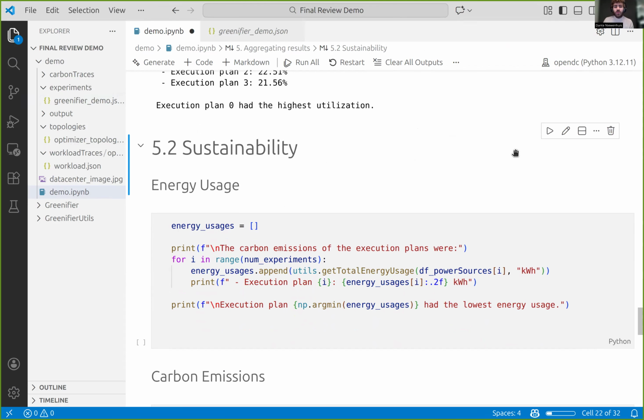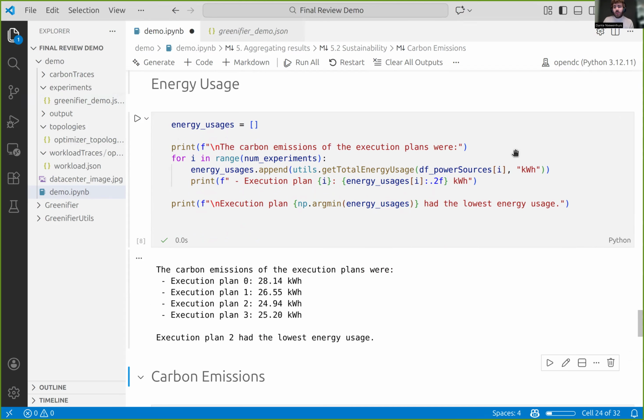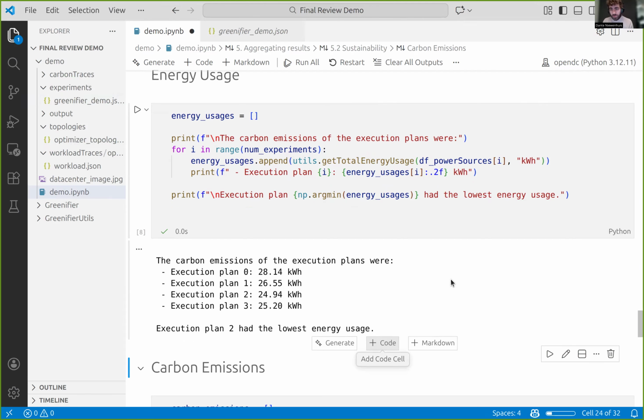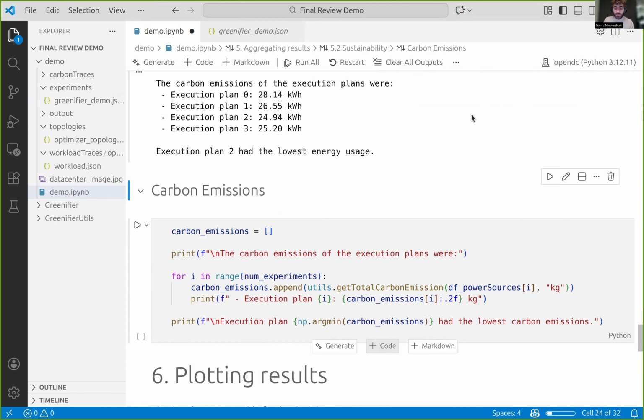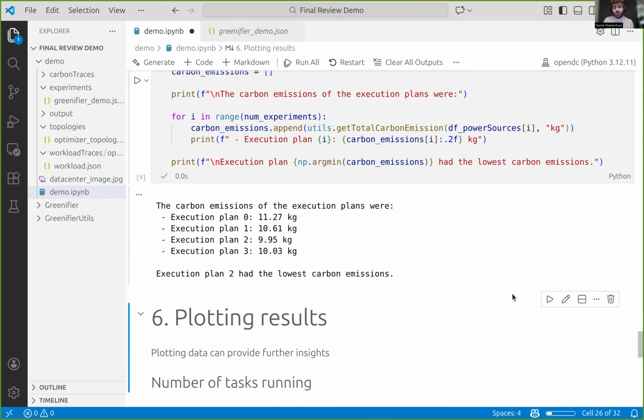Besides performance, we of course want to look at sustainability. Graph-Greenifier allows the simulation of energy usage, carbon emissions, and many more, which can give insight into how these different execution plans perform in that sense. We can see that, again, there is a difference between the execution plans, and while some models might be faster, they are also using much more energy. Similarly, for carbon emissions, we can see that there is a big difference.